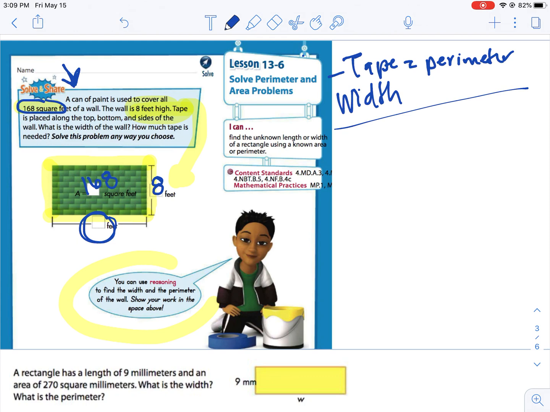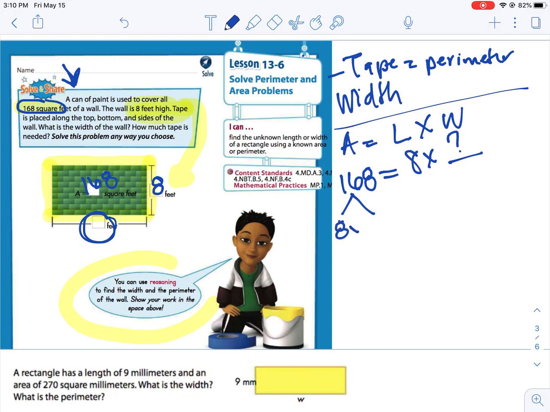So we know that area equals length times width. And what do we have? We do have the area. We have 168 square feet, and that equals the length, 8, times something. We don't know what that something is. Since we know that multiplication and division are opposites, how can we figure this out? We know that 168 is 8 times something. So we can always divide.